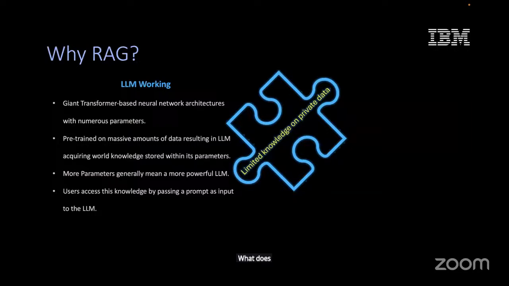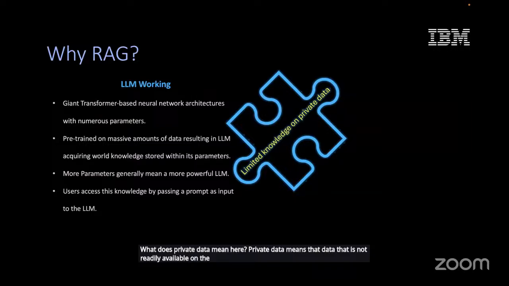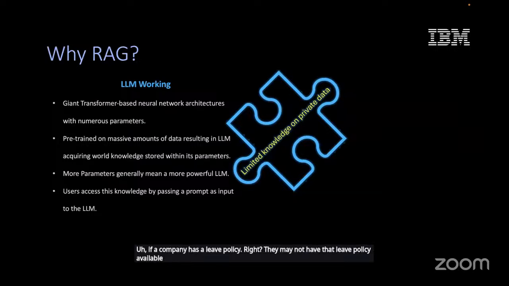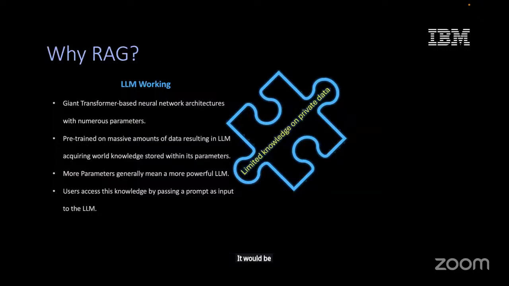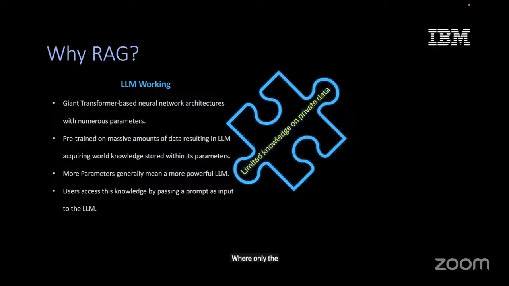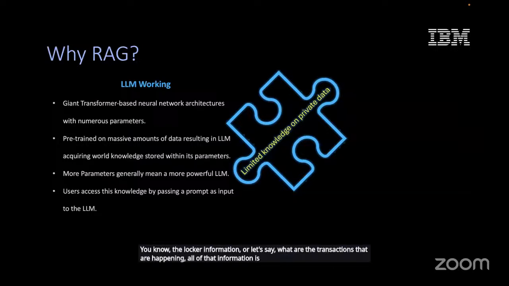What does private data mean here? Private data means data that is not readily available on the internet. So for example, if a company has a leave policy, they may not have that leave policy available on the internet for everyone to see. It would be available on the company's own website or the internal website, where only the employees would have access to that data. Similarly, for banks, the locker information, or let's say the transactions that are happening, all of that information is not going to be readily available on the internet. So that data is known as private data.